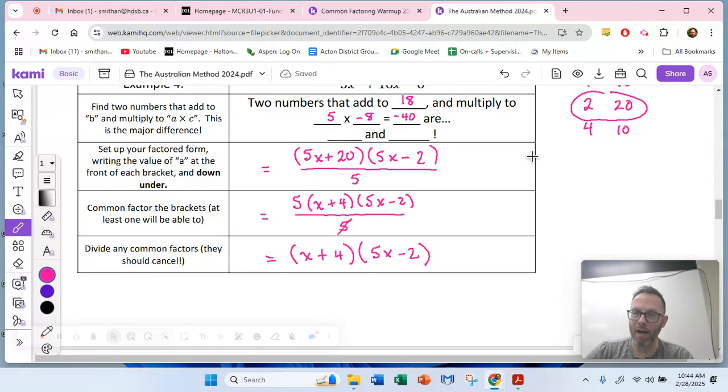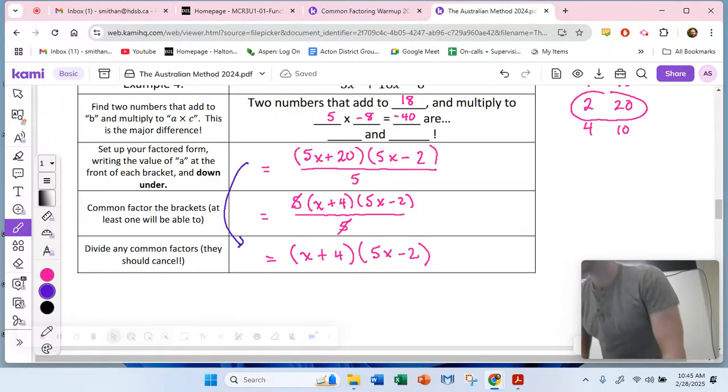And then your 5 divided by 5, that's what's left. But I really think many of you guys could just skip that step. All right, you guys took that like champs.